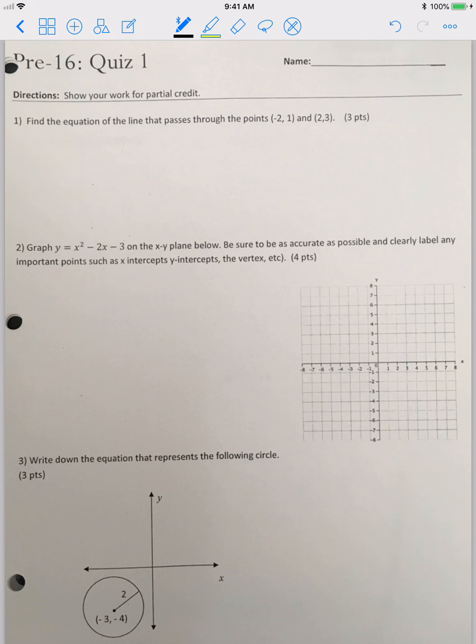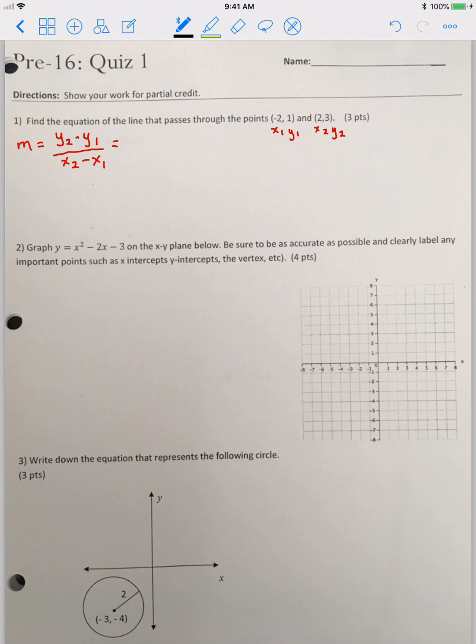So the first thing that I would do is label my 2 points, x1, y1, and x2, y2. If I need to be able to find the equation of the line that passes through the points, I do need the slope between those 2 points. And we have an equation that says that the slope is equal to y sub 2 minus y sub 1 divided by x sub 2 minus x sub 1. So let's plug in what we've got.